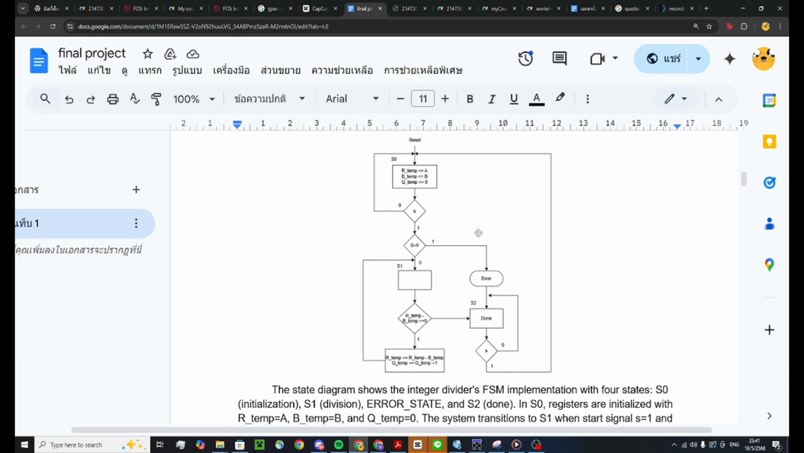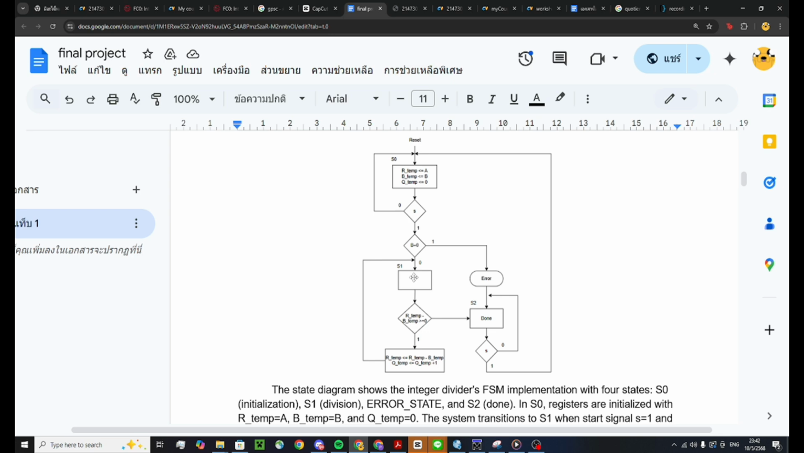So S0 is like the initiate state. Put all the values and wait for S equal 1. Then when S equals 1, you check again whether the divisor equals 0. If yes, you direct it to the error state. If the divisor is not equal to 0, then it is directed to the S1 state, which is the divide stage.